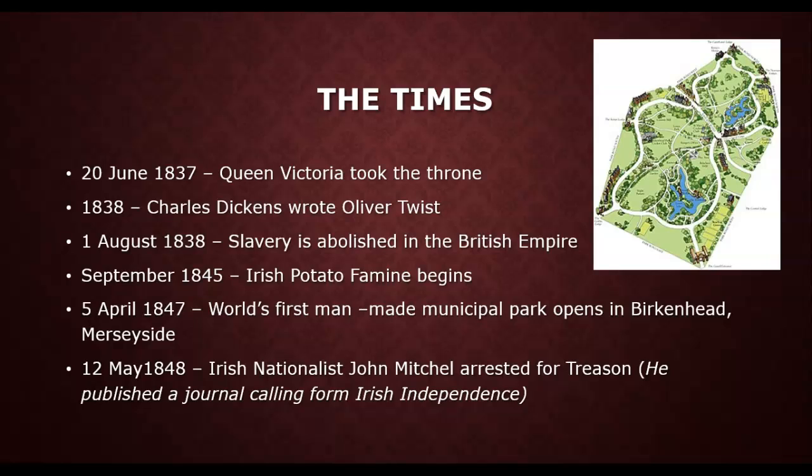September 1845, the Irish potato famine begins. April 5th, 1847, the world's first man-made public municipal park opens in Birkenhead, Merseyside. And over here, our picture is actually just a layout of the map. May 12th, 1848, the Irish nationalist John Mitchell is arrested for treason. He published a journal calling for Irish independence. You remember they were really actively trying to kill the Irish. And 1848 is when the famine ended.